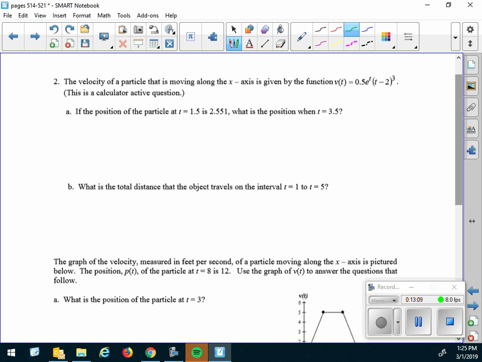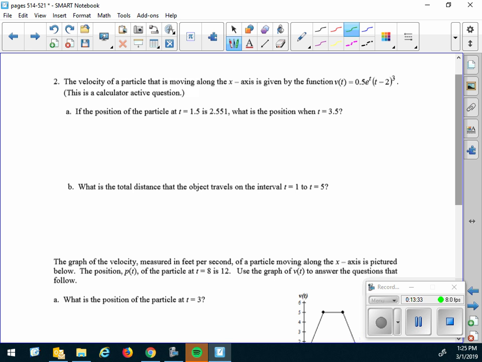You're going to have to use the calculator on this one. No, it says this is a calculator active question. We're starting another one. The velocity of a particle that's moving along the x-axis. I'm just thinking about what you asked me, Chase. I may refer back to that in a little bit.